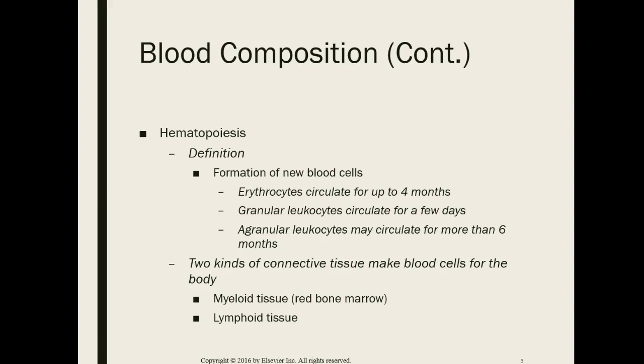Two kinds of connective tissue are going to play a role in hematopoiesis, and that's the myeloid tissue or the red bone marrow and the lymphoid tissue. Red bone marrow is going to form all of the blood cells except for some lymphocytes and monocytes, which are formed in the lymphatic tissue. Lymphatic tissue is going to include the lymph nodes, thymus, and spleen.